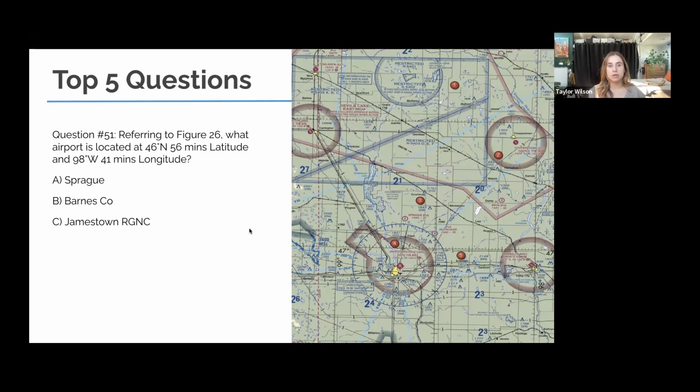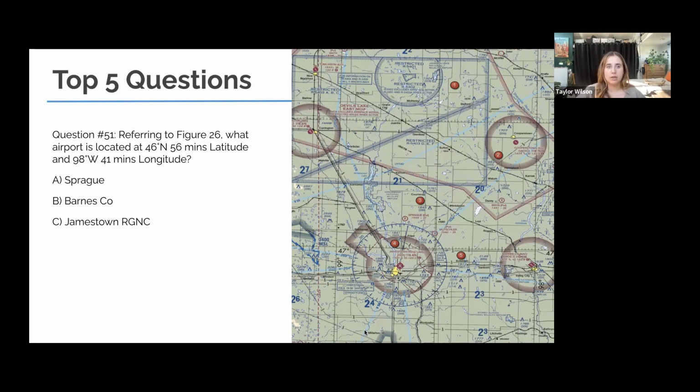So this one is specifically figure 26, but the question will tell you which graphic to refer to. Referring to figure 26, what airport is located at 46 degrees, 56 minutes north latitude and 98 degrees, 41 minutes west longitude? So our first bit of information here is 46 degrees, 56 minutes north.